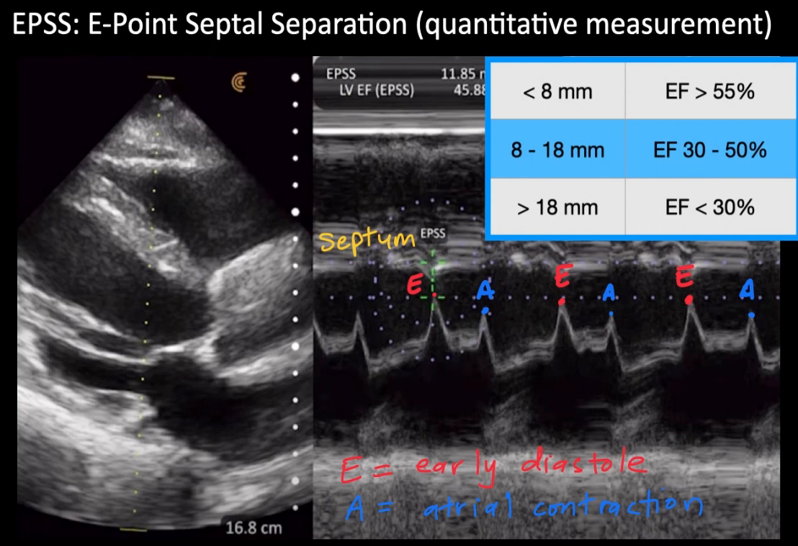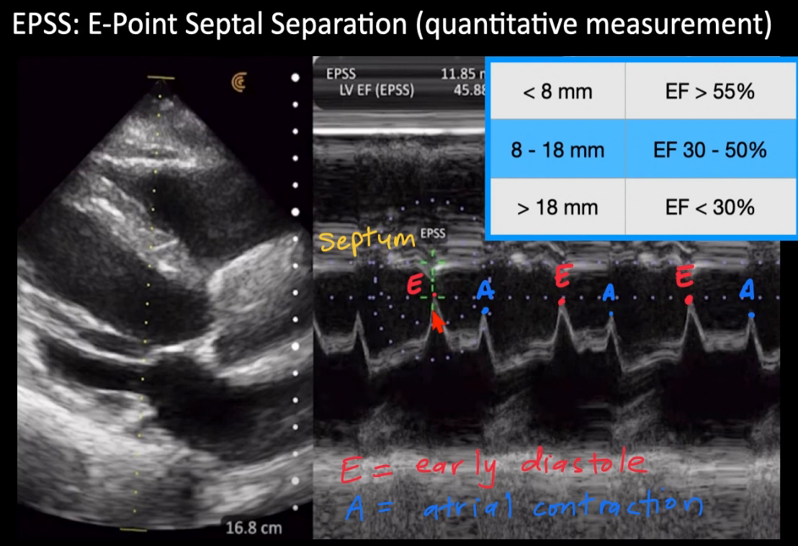EPSS is measured using the M mode. It can be measured in the parasternal long axis view or the short axis view. The M mode cursor is placed through the tip of the mitral valve, and then the M mode tracing will show the movement of the anterior leaflet through the cardiac cycle. During the left ventricular diastolic phase, the anterior leaflet moves towards the interventricular septum at 2 points, E point and A point. The E point is at early diastole, when the left ventricle relaxes and rapidly fills.